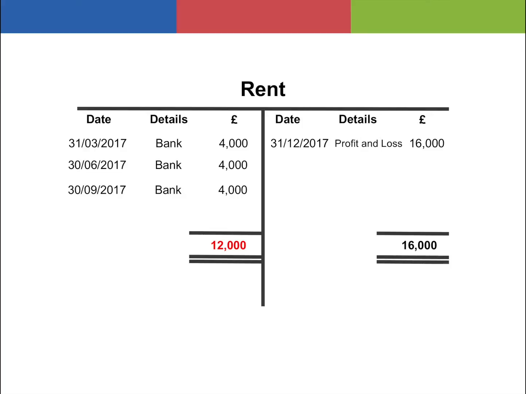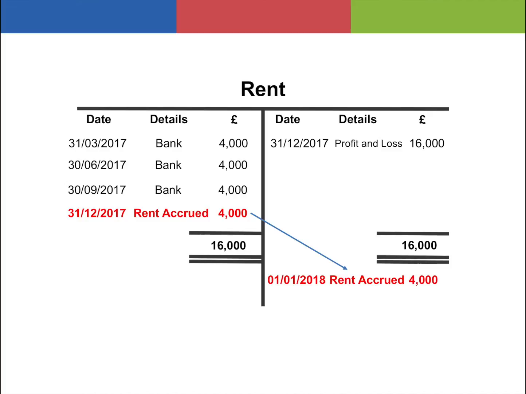Something seems wrong here. Therefore, to make the account balance, the £4,000 rent owing in 2017 but paid in 2018 must be carried down to 2018 as a credit balance because it is a liability on the 31st of December 2017. Instead of rent owing, it can be called rent accrued or simply an accrual. Therefore, the rent account for Ben the Baker can now be shown as this.